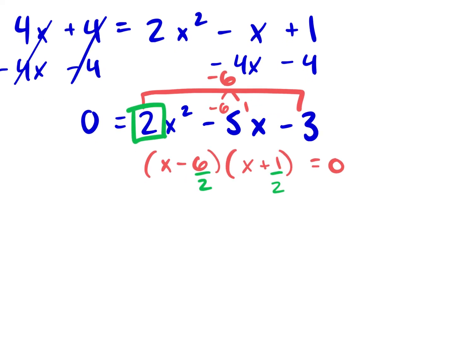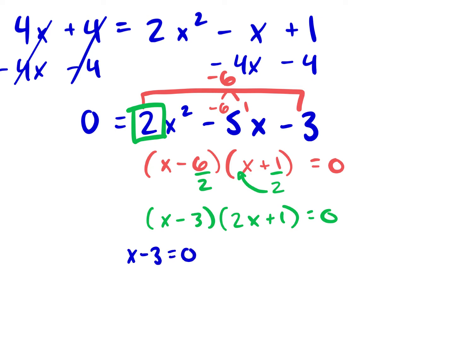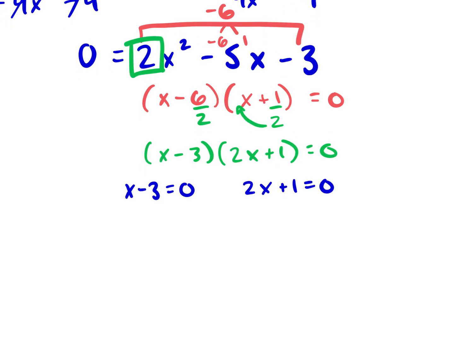So simplify if you can. If not, just move the number in front of the x. So this would be x minus 3 times 2x plus 1. Then from here, we just set both factors equal to 0. So x minus 3 is equal to 0. 2x plus 1 is equal to 0, and we solve. So we get x is equal to 3. Got to move the 1 over first, so 2x is equal to negative 1. Divide by 2. So x is equal to negative 1/2.